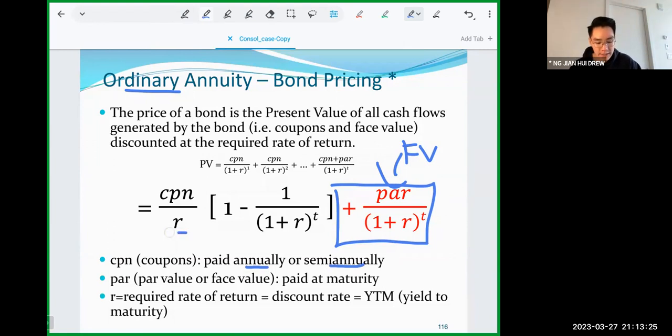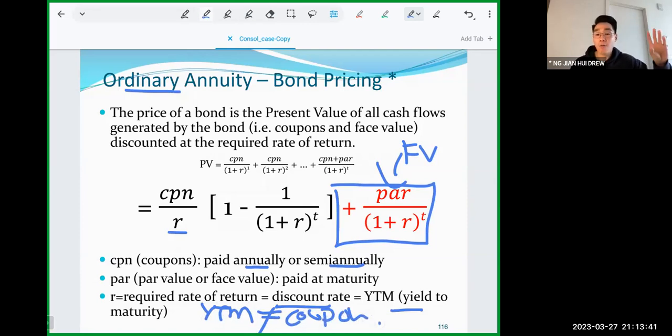And your R is your yield to maturity or your discount rate. Okay, this is important: the yield to maturity, YTM, or discount rate is not equal to the coupon rate. Those are two separate rates. The coupon rate determines the amount of coupon payments that you get from the bond. So coupon payments are like interest payments. And your yield to maturity is your discount rate of your bond. How much are you going to discount the bond?